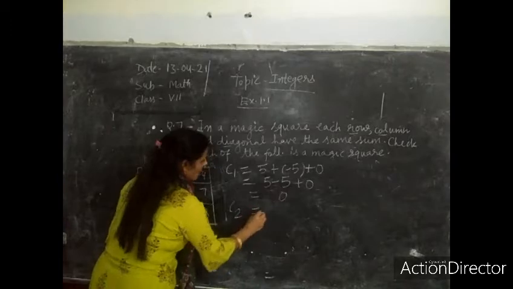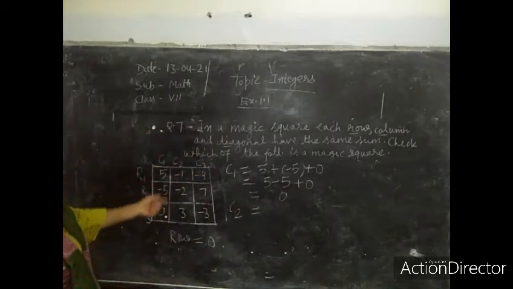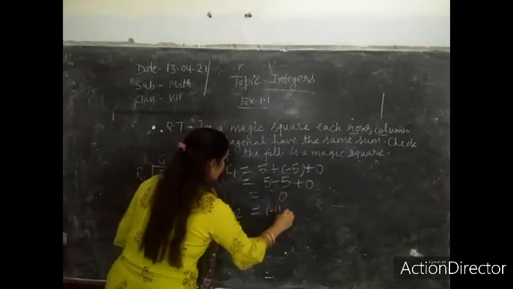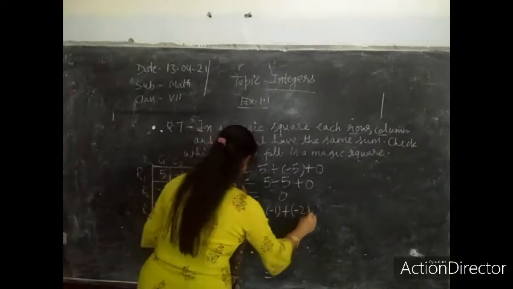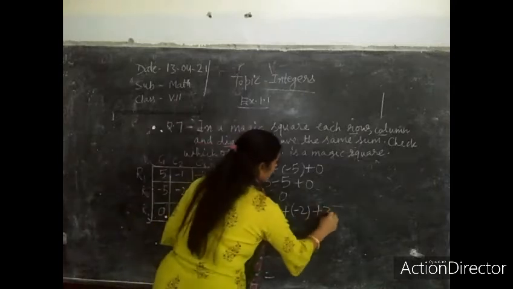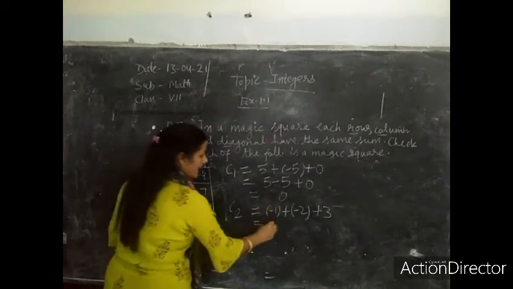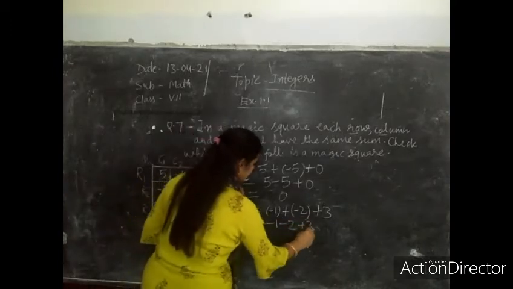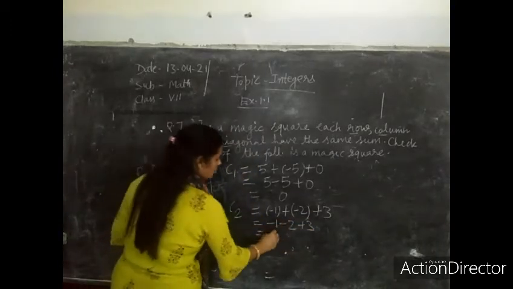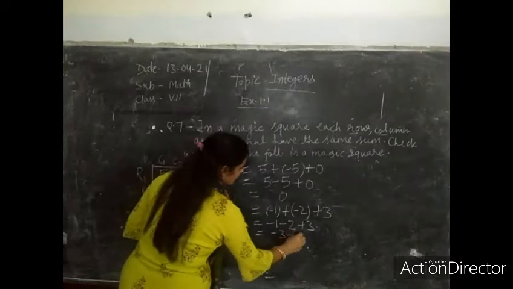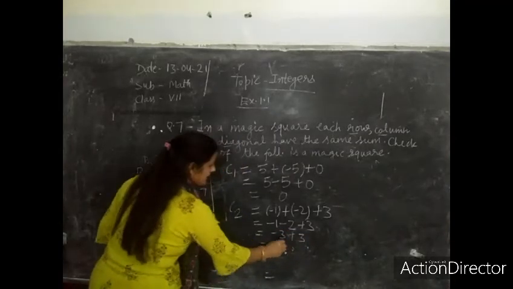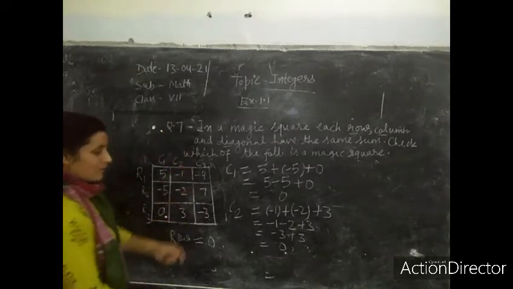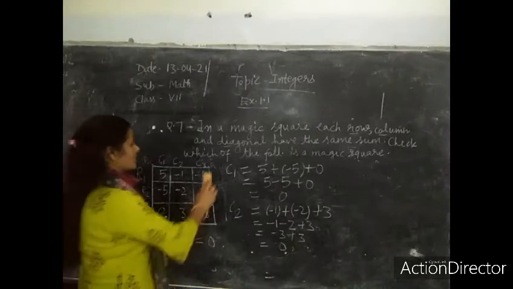Let's try C2. Go through C2 and see what you get as the addition. Minus 1 plus (minus 2) and plus 3. Now open the bracket. Minus 1 plus minus becomes minus 2, and plus 3. Now you can see minus 1 minus 2 is minus 3, plus 3, and again our answer is 0. Very good. C2 is also 0. Now C3.